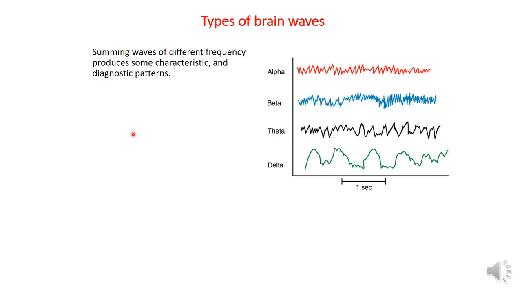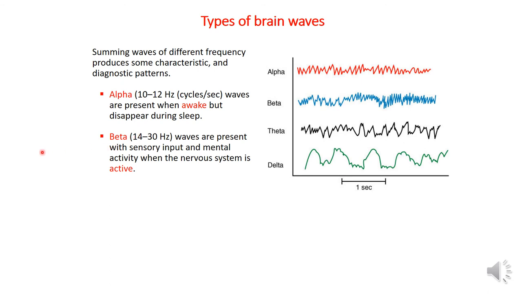Types of brain waves. Brain waves include alpha waves, with a frequency of 10 to 12 cycles per second, or hertz, and they are present when you are awake and appear during sleep. So, alpha waves are recorded in an awake subject with closed eyes, and appear during sleep.